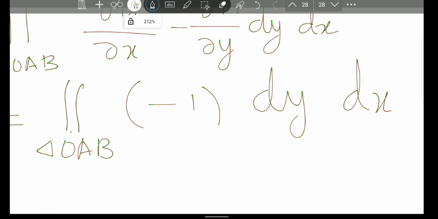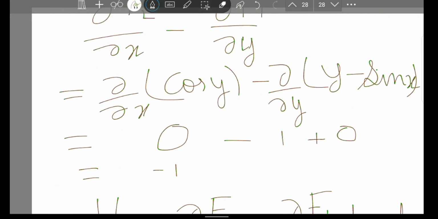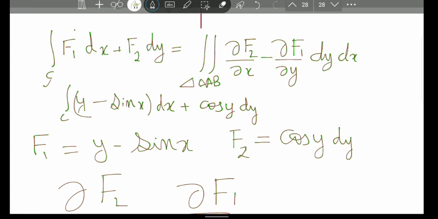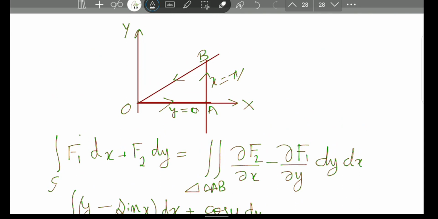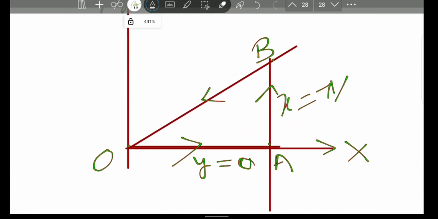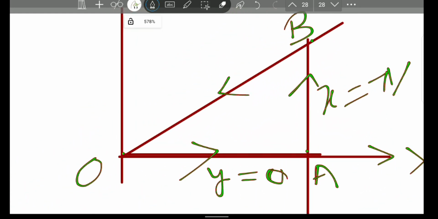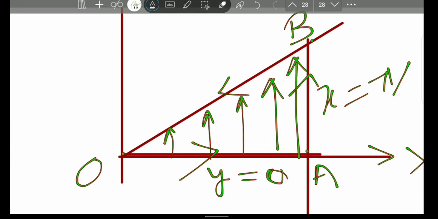Lastly, we just need to find what exactly the region triangle OAB is. Let's look at the figure. We want to cover up the triangle OAB. Let's zoom it out. We should start from the line OA and go up to OB. If we go further, we'll be covering this region as well, but we don't want that.